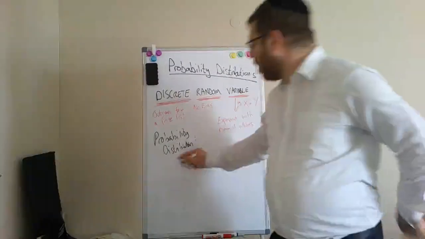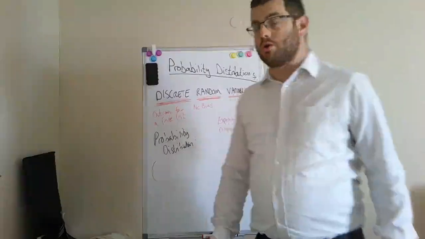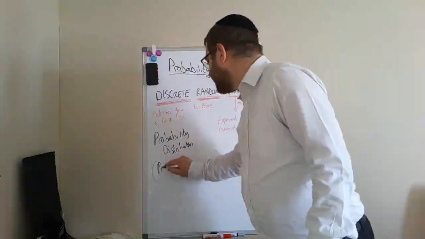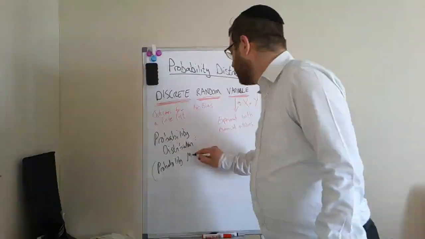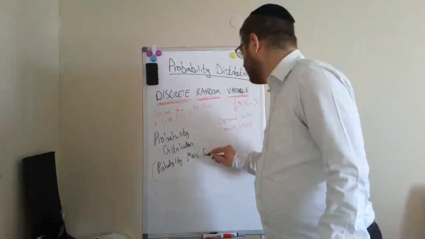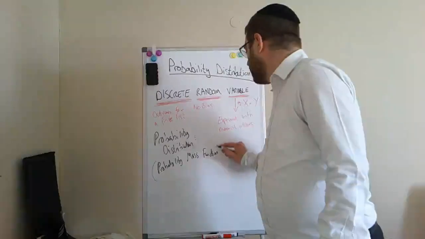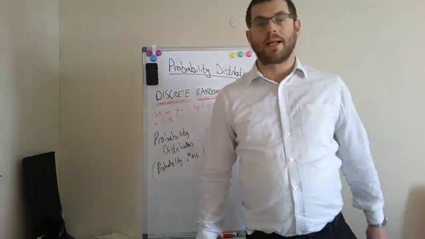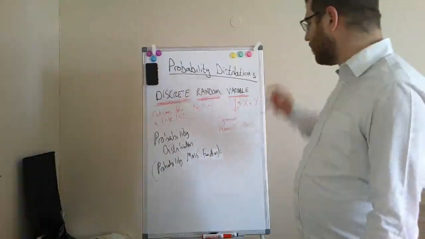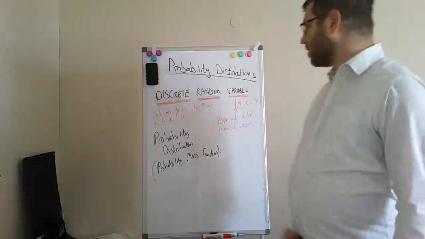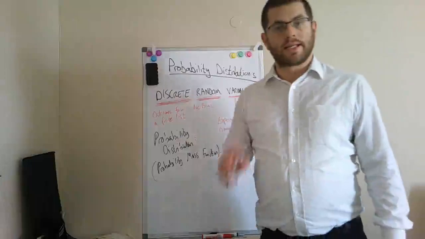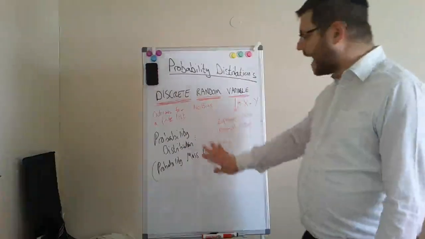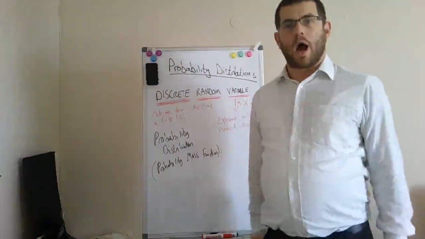It's also known, I'll just put this in brackets, but make a note of it, as a probability mass function. The same name to describe exactly the same thing, but in an exam question they may refer to it as a probability mass function. So anyway, a probability distribution or a probability mass function, what is that? It's quite simple. It's effectively a table that summarizes your experiment.